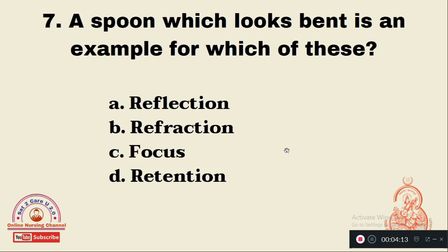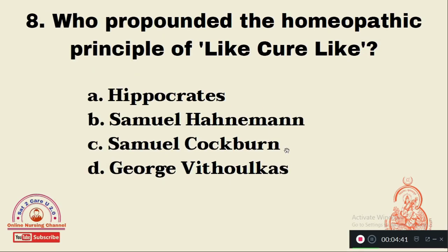Seventh question. A spoon which looks bent is an example for which of these? Option A, reflection, B, refraction, C, focus, D, retention. The right answer, option B, refraction.